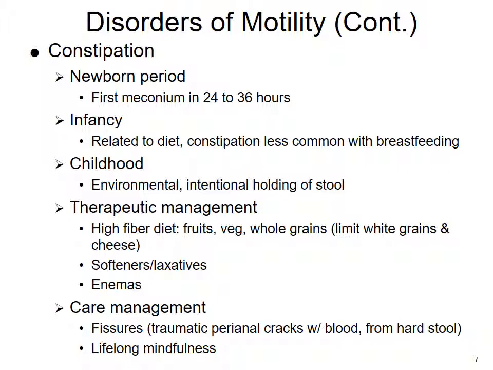If someone's been struggling with constipation during childhood, this is going to require a lifelong mindfulness to ensure that this is addressed and mitigated throughout adulthood.